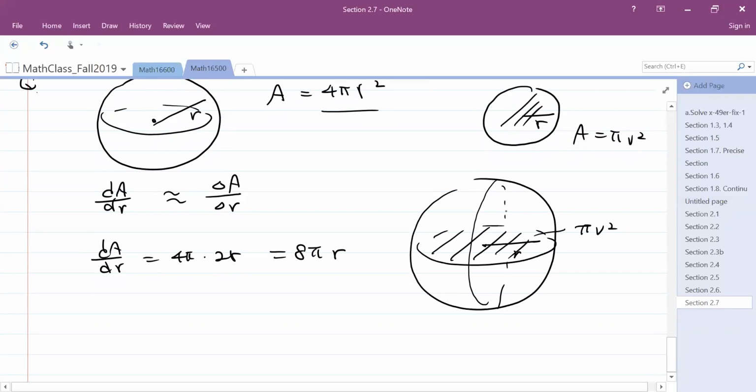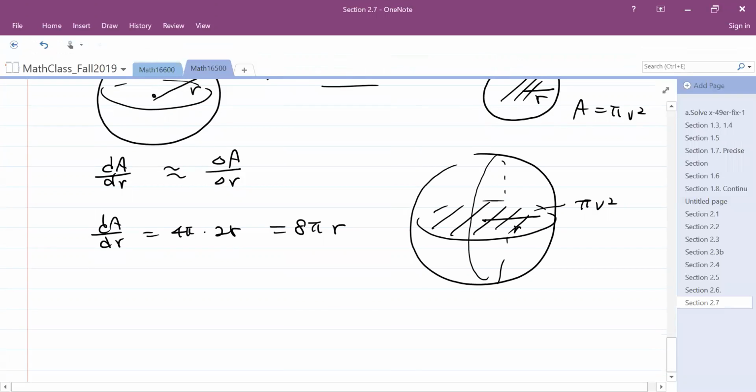You can do the estimate. It's not exactly the same, right? But a quarter of the surface area is about equal to the area of the cross-section through the center, and that area is pi r squared. So you have four pieces.